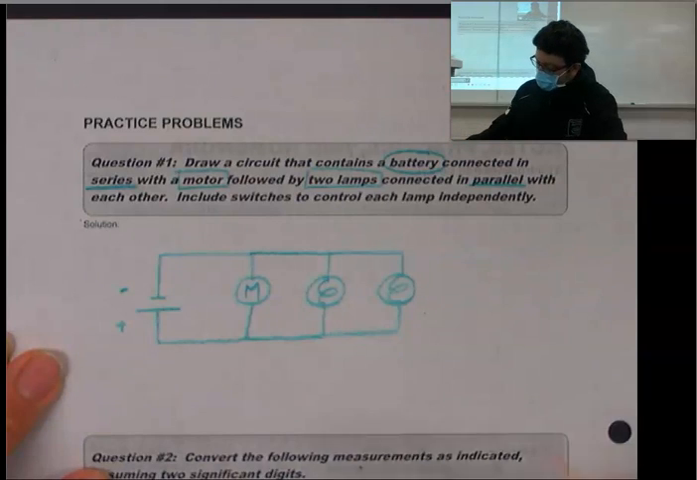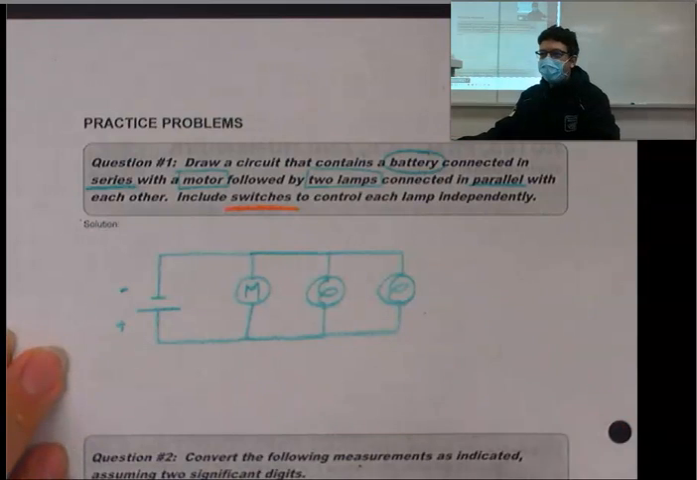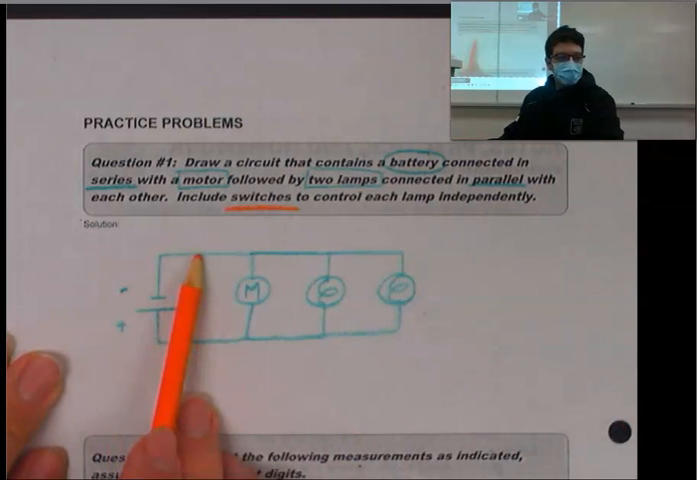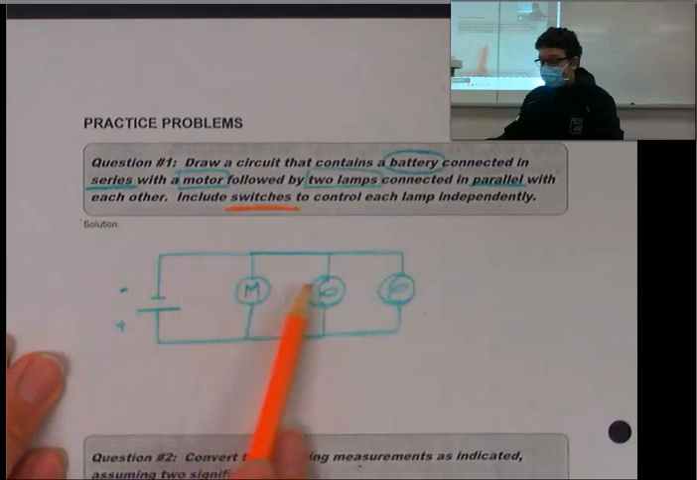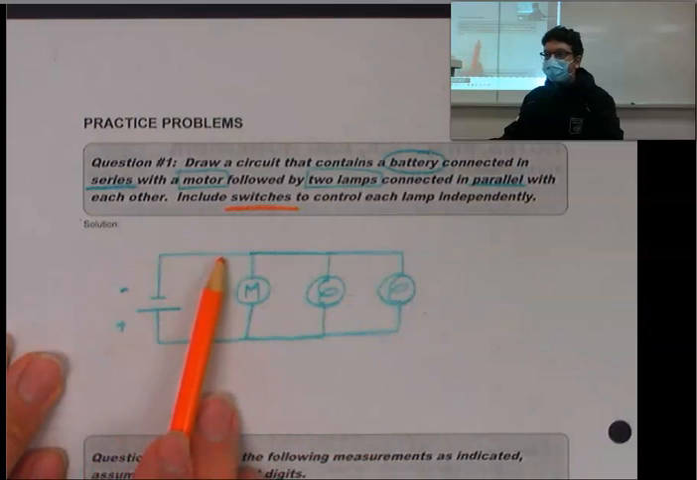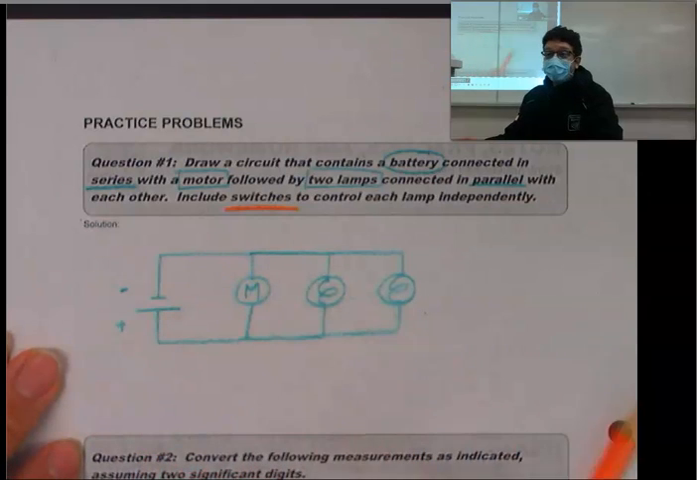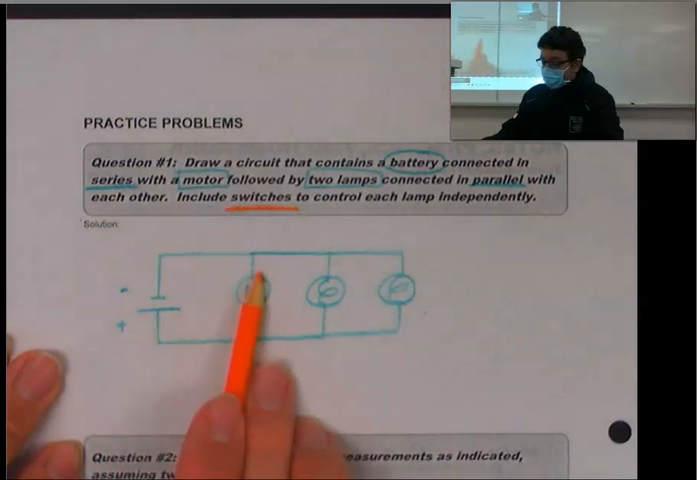Then it says we want switches to control each lamp independently. Now if I put a switch here, you can see that blocks the current completely. And if I put a switch here, everything will turn off, because there's no way that our current can actually complete a full closed loop. And you don't have a proper circuit if it's not a closed loop.